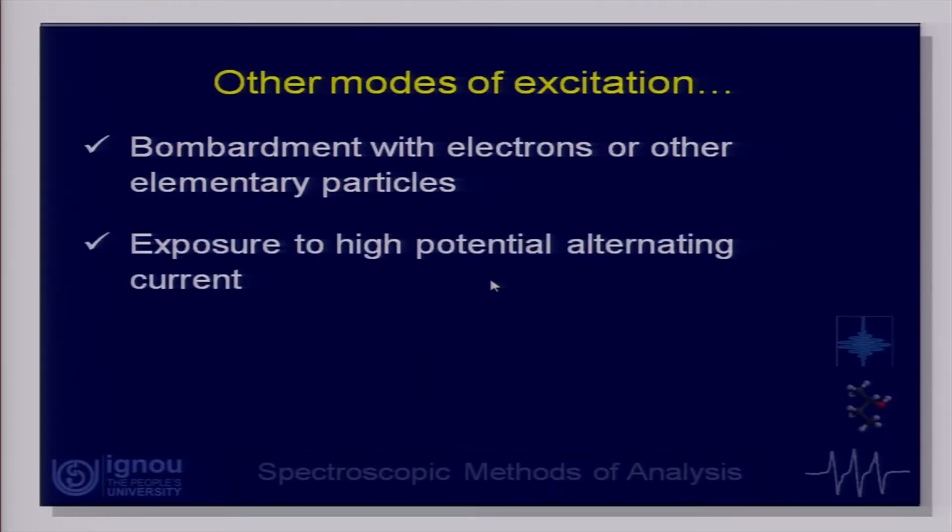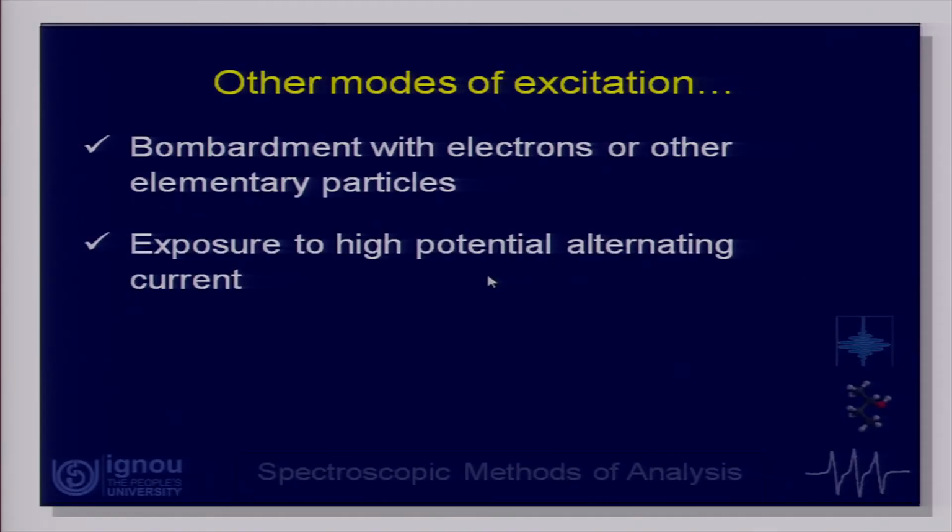We did it in terms of radiation, as we just discussed, or another possibility could be we give a high potential, high potential alternating current, that also can lead to excitation there, or maybe we can have a spark, arc or flame, various means of exciting a molecular system. Now, this also we will be taking up when we talk about atomic spectroscopy and things like that.